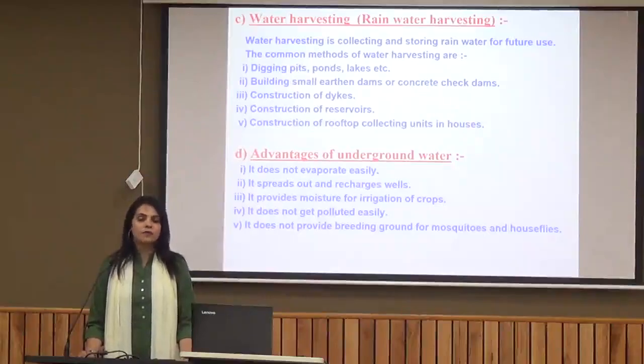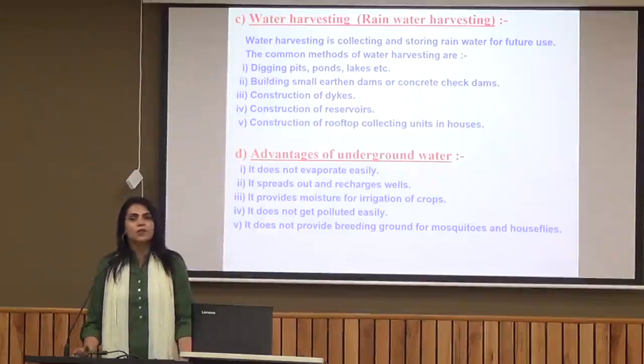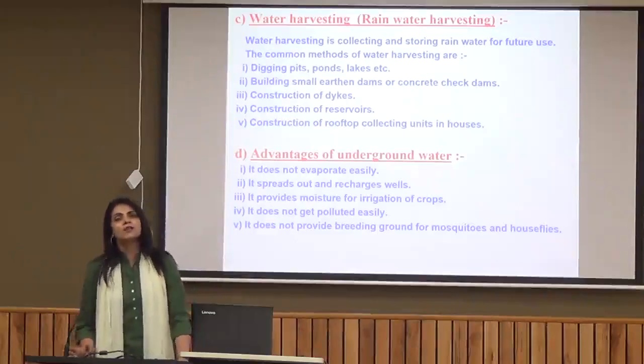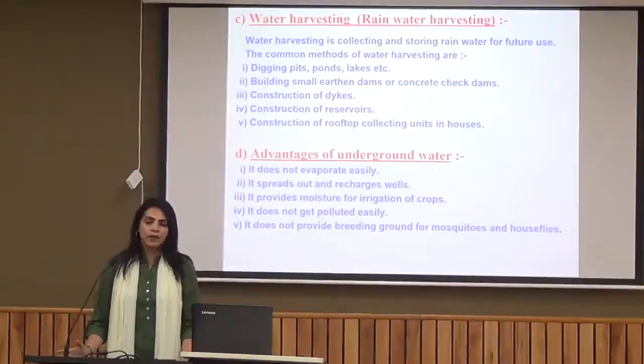The common methods are digging pits, ponds, lakes, etc., building small earthen dams or concrete check dams, construction of dikes, reservoirs, and construction of rooftop collecting units in houses. So these are the various local things which are built by the local people, because they are aware of where they can collect the rainwater and how they can use it.